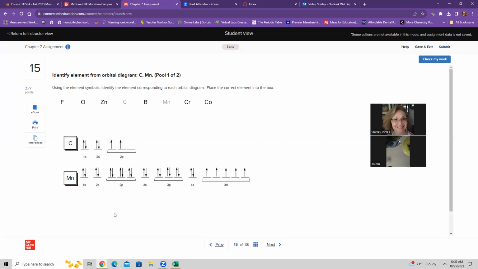That's another way, you can count them. That's kind of cheating though. 2, 4, 6, that's carbon. And then 2, 4, 6, 8, 10, 12, 14, 16, 18, 25. Who is 25? Manganese. See? So that's two ways of doing it.